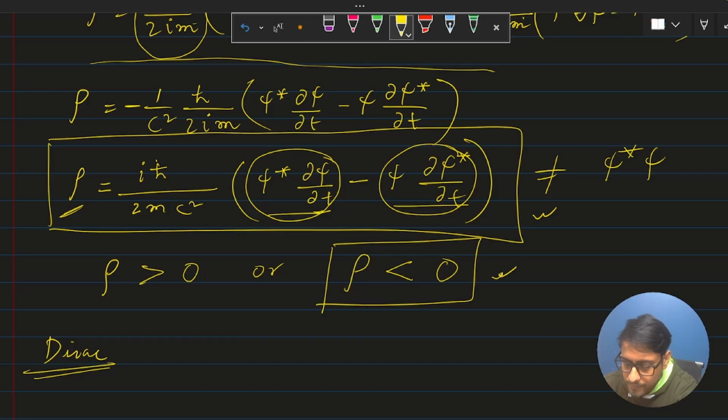So in the next lecture we will be dealing with the Dirac equation, how Dirac was able to write the energy expression in a manner so that it is not like the Klein-Gordon equation, which gives you a negative probability density. We will see in the next lecture.